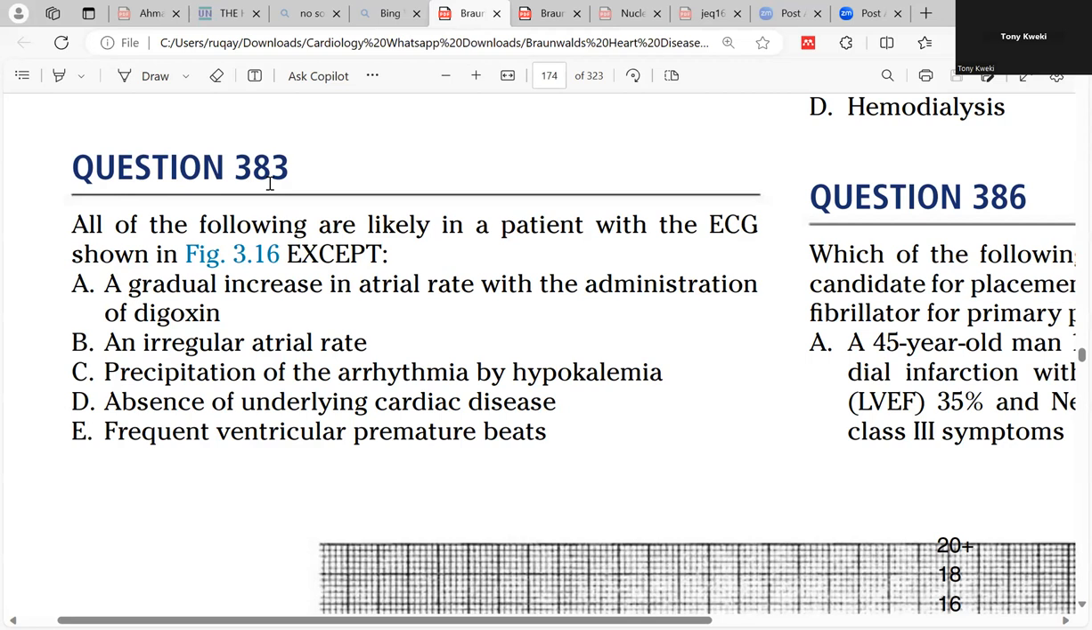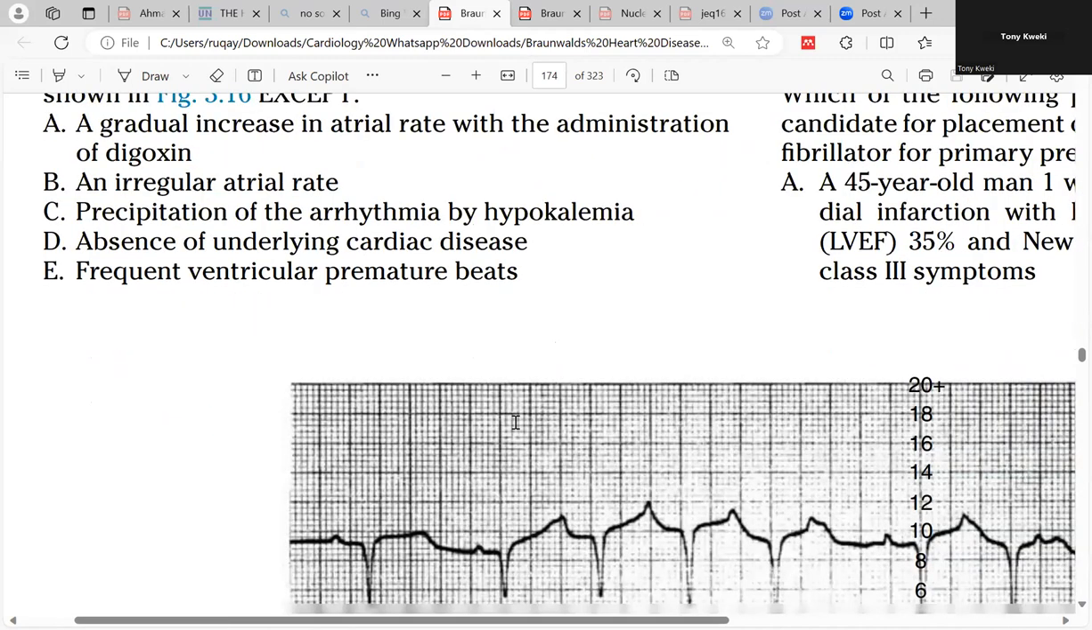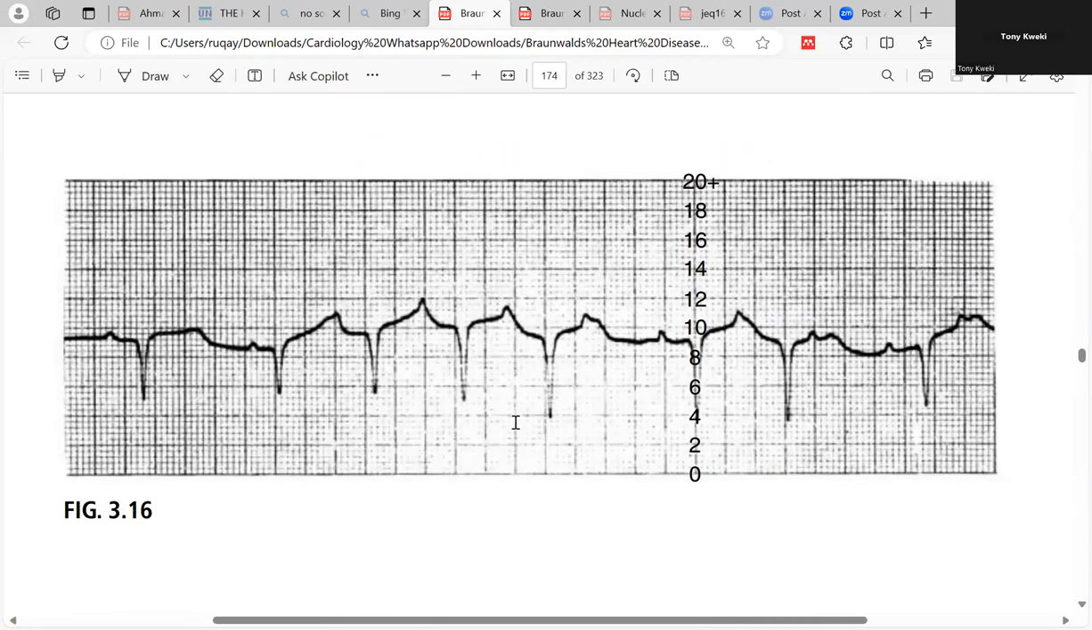So moving on to 383, says all of the following are likely in a patient with the ECG shown in figure 316, except. So let's look at figure 316. Can we all see it? Yes. Sure. It's a short strip. The lead is not labeled. We'll have a short strip of a couple of seconds.